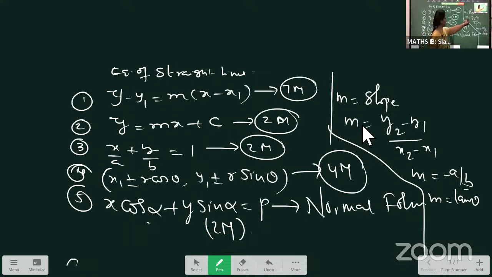M is equal to y2 minus y1 by x2 minus x1 is generally used for 7 marks. M is equal to minus a by b and m is equal to tan theta are generally useful for 2-mark questions. Please make it clear once you go through this. After that we will go for the next question.